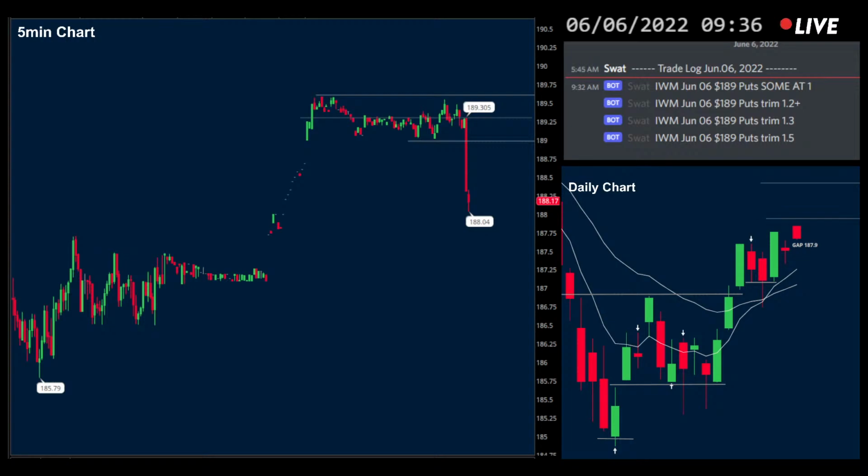Tesla fading, and Boeing, big move down on Boeing. Tesla fading on more bear flow. More bear flow on put 700 on Tesla. And IWM filling the gap. And gap filled. Gap filled on IWM, guys. Well done. We filled the gap on IWM.